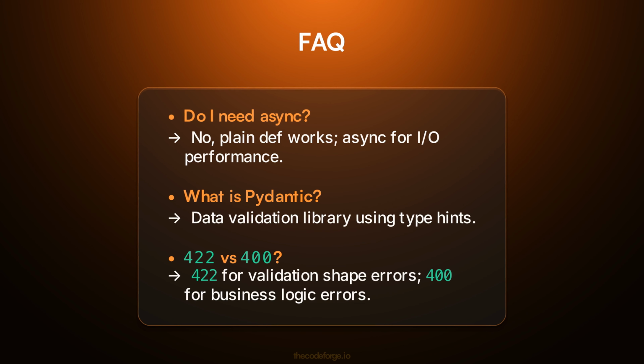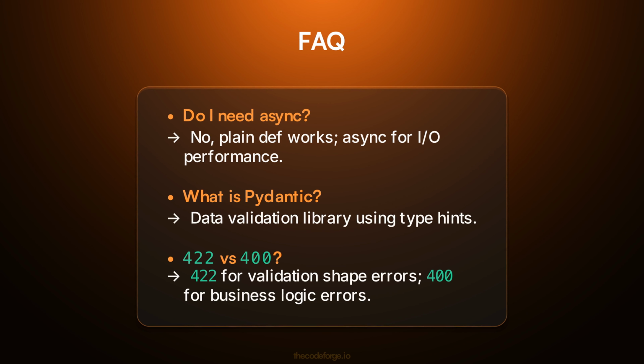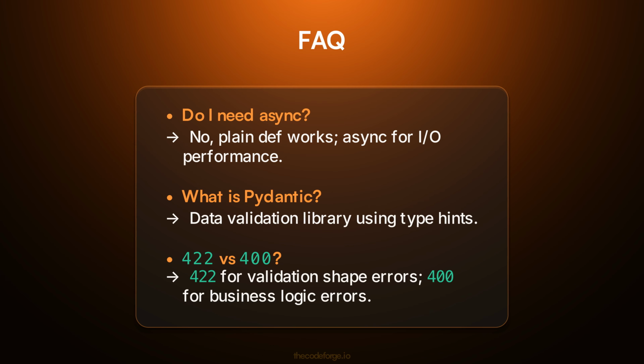And a few frequently asked questions. Do I need async? No, plain def works. Async for I/O performance. What is Pydantic? Data validation library using type hints. 422 vs 400: 422 for validation shape errors, 400 for business logic errors.